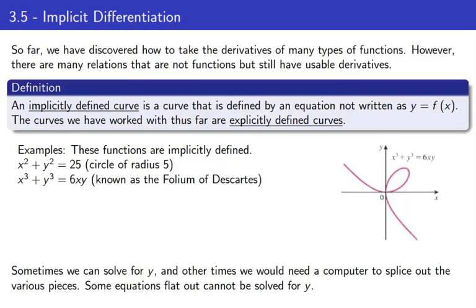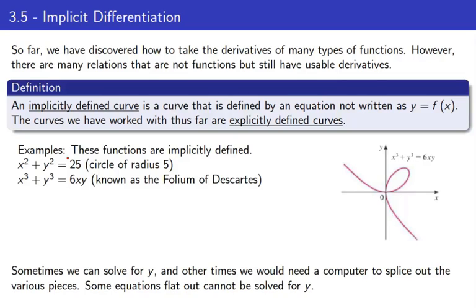Let's start off with what we call an implicitly defined curve. An implicitly defined curve is exactly what I was just mentioning. It might not be written as y equals f of x. That's what we call an explicitly defined curve. For example, we've got x squared plus y squared equals 25. That is a curve that you are very familiar with, namely the circle of radius 5. But that is an implicitly defined curve.